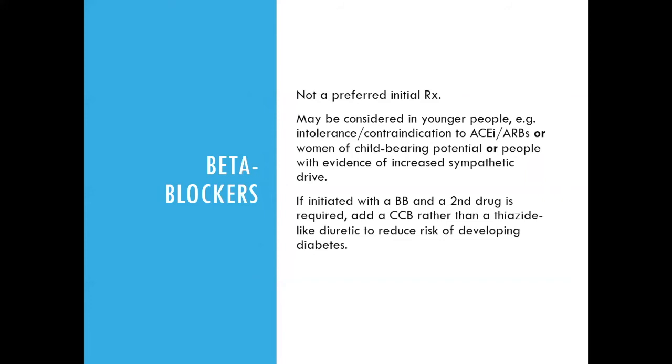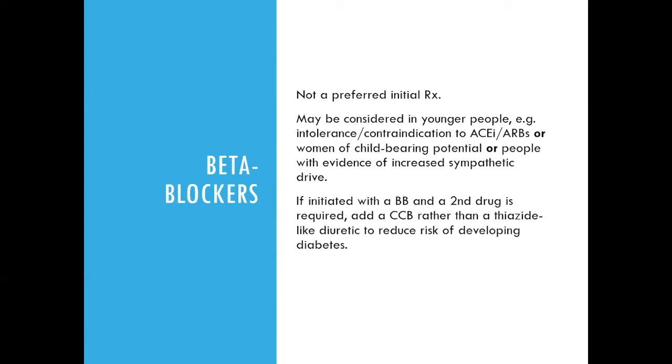About beta blocker, we have to elaborate a bit. So beta blocker, as we said, is not a preferred initial agent unless you are in certain conditions. For example, in some young people who cannot really tolerate ACE inhibitors, particularly women with childbearing potential. So ACE inhibitor and ARB are more or less contraindicated in any phase of pregnancy, even in any lady with childbearing potential. So you don't have to give that. So you could consider beta blocker. Or people with a baseline increased sympathetic drive, you could give that.